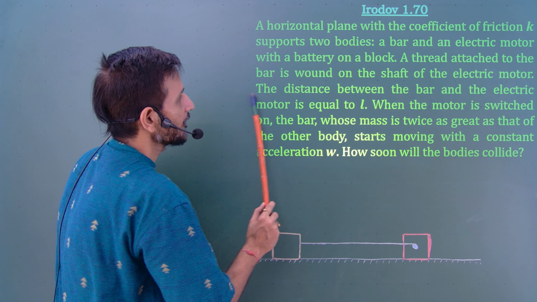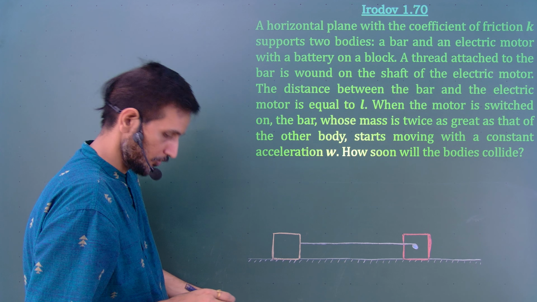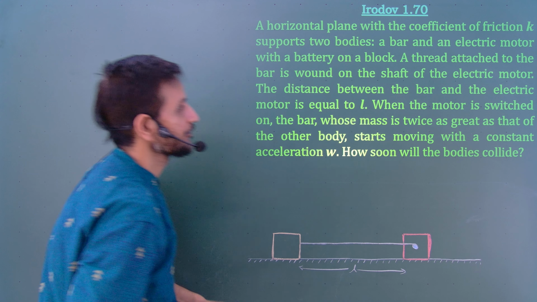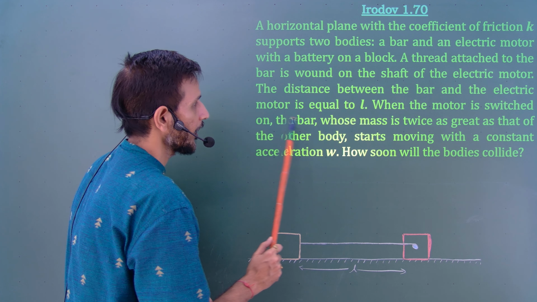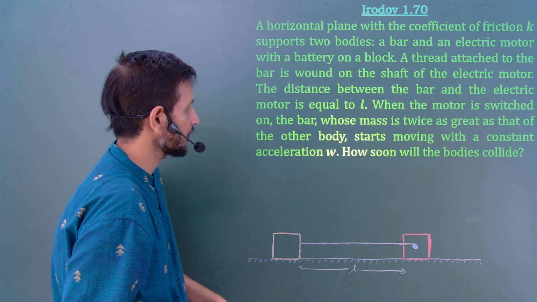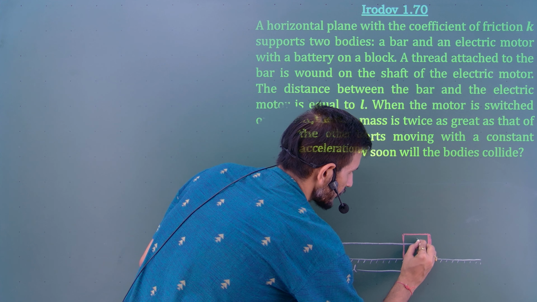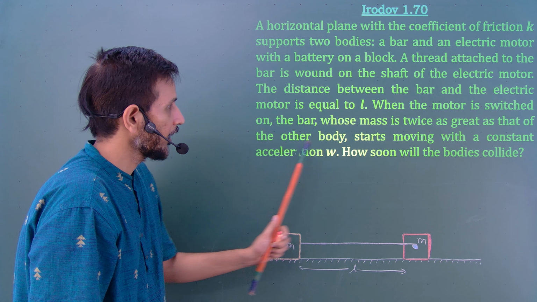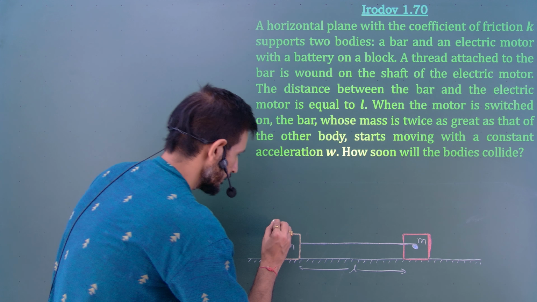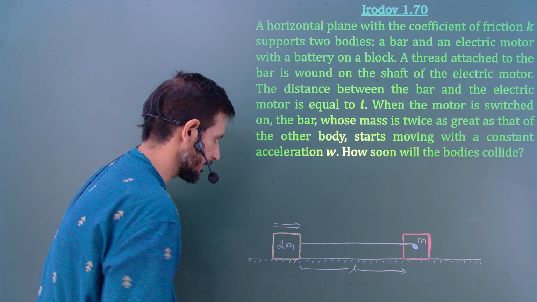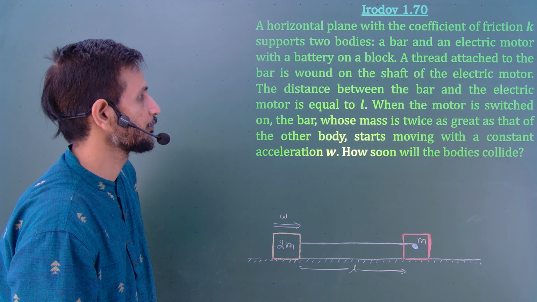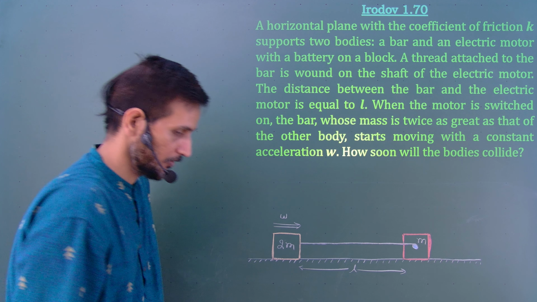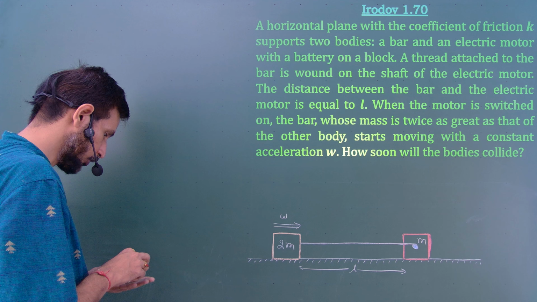Okay. The distance between the bar and the electric motor is equal to L. Initially, the distance between this and the block is L. When the motor is switched on, the bar, whose mass is twice as great as that of the other body, so let me call the mass of this M, so the mass of this bar is double of that, starts moving with a constant acceleration W. This starts moving in this direction with constant acceleration W. How soon will the bodies collide? So we have to calculate the time when both bodies collide.